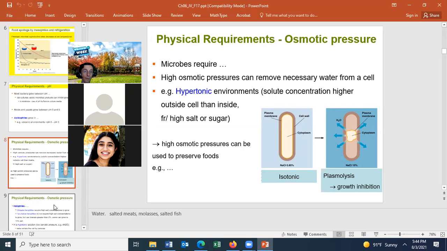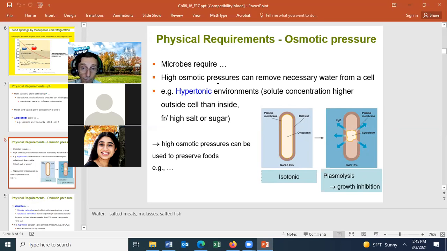Osmotic pressure is also a requirement of microbes. We can put salt on things or high sugar content, and then create a high osmotic pressure, which will remove water from the cell, preventing microorganisms from growing in the cell. It's why you can keep molasses, salted meat, like beef jerky around, even if it's open, or peanut butter.